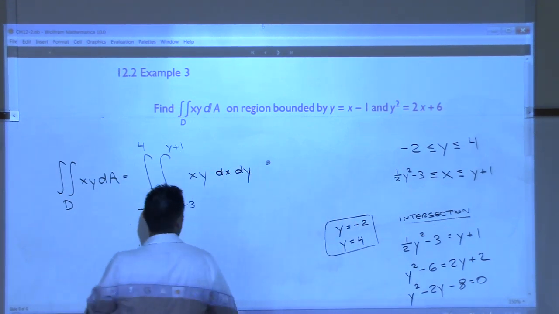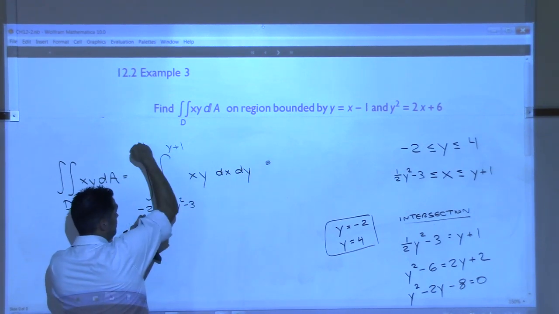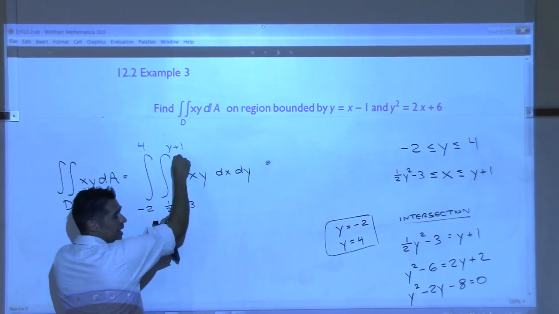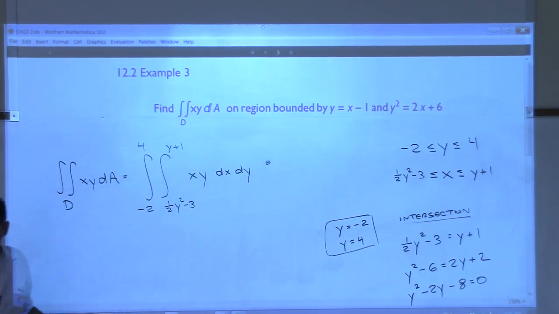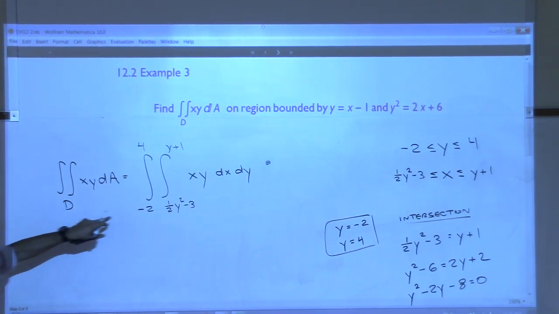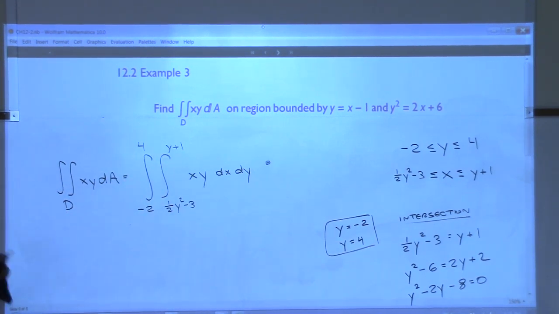And again, the way to remember that is the outer is our restrictions on y. The inner are restrictions on x. So we would first integrate that with respect to x, right? And then after we do that, we replace all our x's with this and this. And then we integrate that with respect to y, and then replace all our y's with our constants.